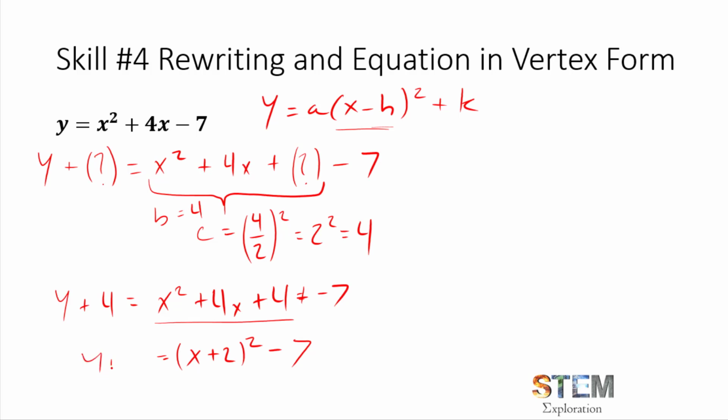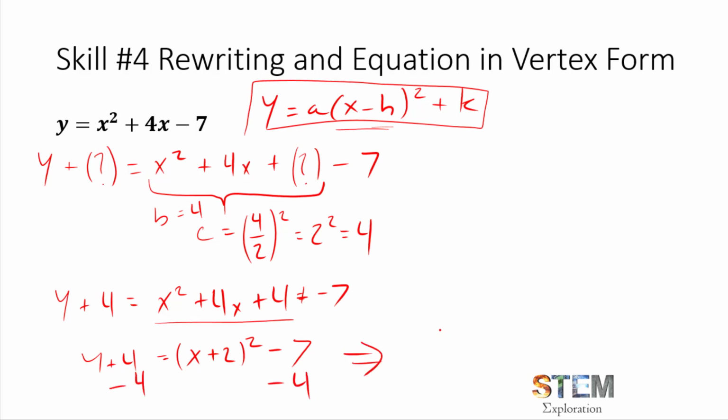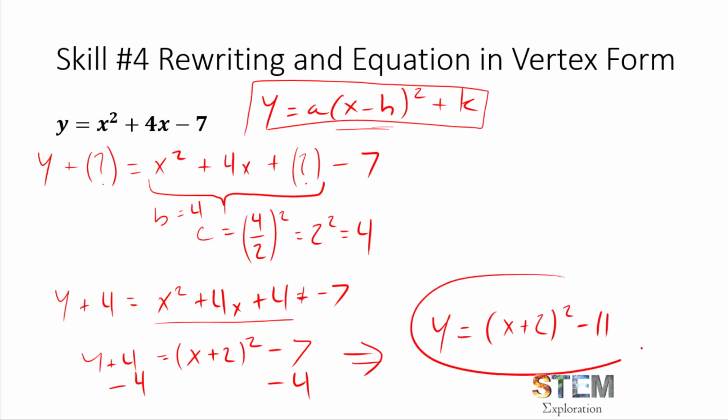And if you want to put this in vertex form, all we have to do is go back, look at this format, and say, oh, y is supposed to be all by itself. So if we subtract 4 from both sides, what you'll get as a result is y equals x plus 2 squared minus 11. And now you'll have your equation in vertex form, and that's how you would go about this process.